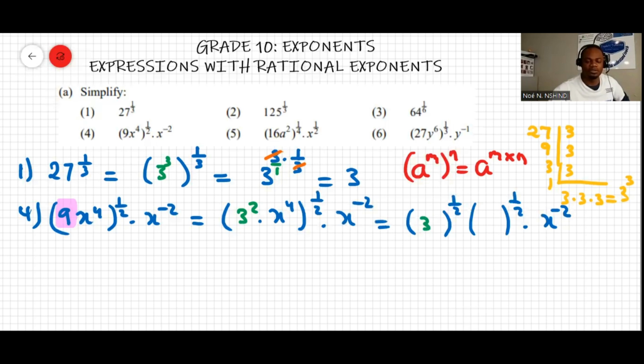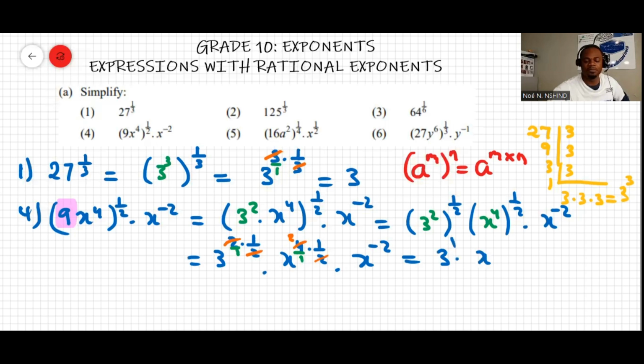3 squared to the power of a half, and then x to the power of 4 to the power of a half. Applying the method, this will be 3 to the power 2 multiplied by half, times x to the power of 4 multiplied by half, multiplied by x to the negative 2. Now over here there is an invisible denominator of 1. We can simplify 2 and 2, and then also we have an invisible 1 there. We can simplify 4 and 2. We are left with 2 there. Now this will be 3 to the power of 1, which is just 3. Let's say 3 to the power of 1 multiplied by x to the power of 2 multiplied by x to the negative 2.